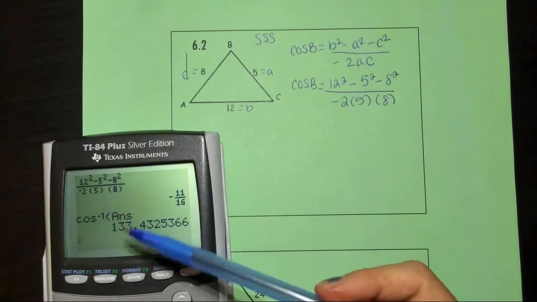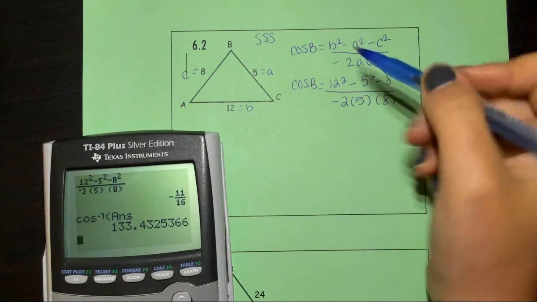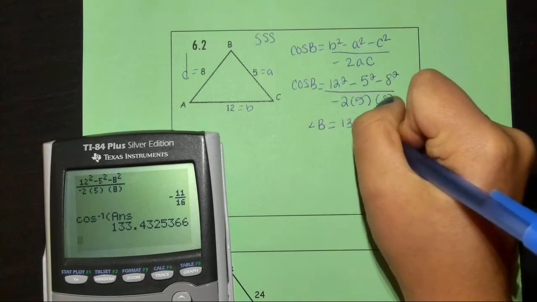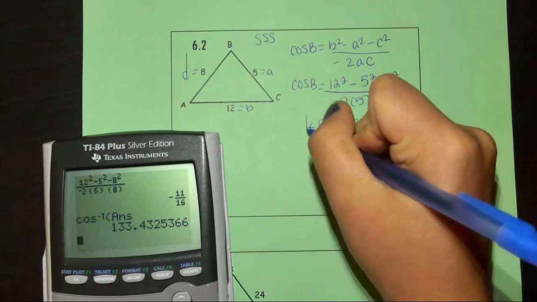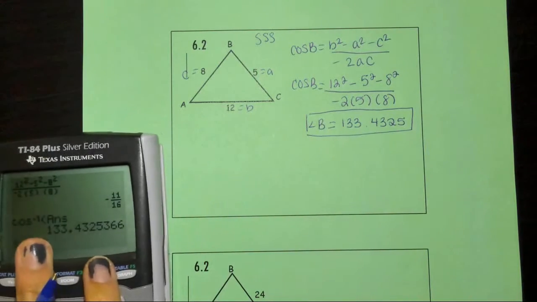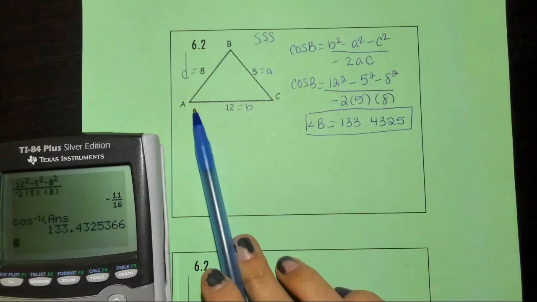Okay, so I found the inverse of that fraction there. So angle B is going to be 133.4325 degrees. Okay, and from there, it doesn't matter which angle you solve for. I'm going to solve for angle A next.